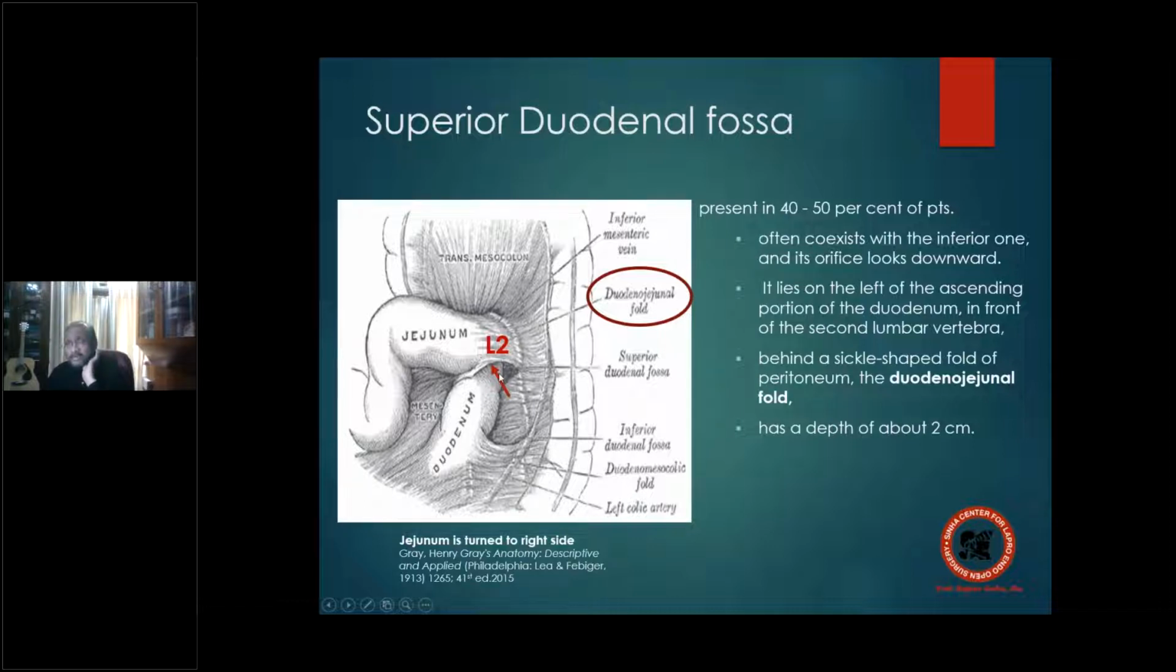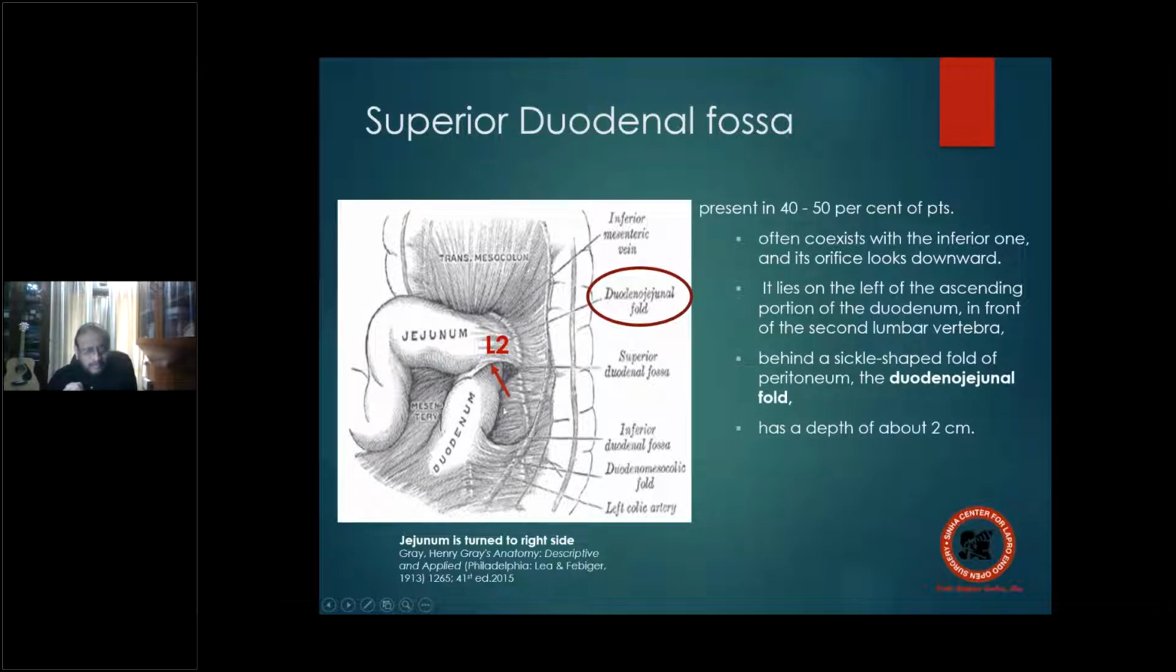Okay. Now, what is important with this fold is that you have a vessel coming out here, which will be more important in the third fossa that we'll be looking at. So in both these cases, both these are about 1 to 2 centimeters. Both of them are closely related to the ascending portion of the duodenum lying on the left. One is at L2, other is L3.